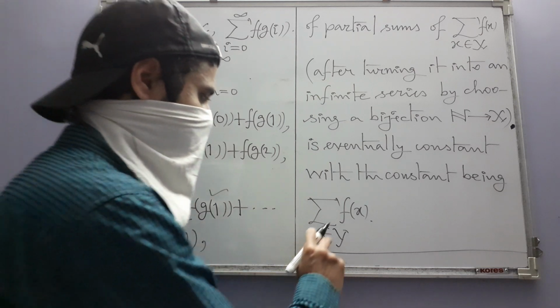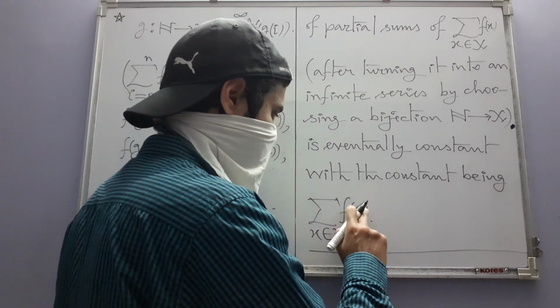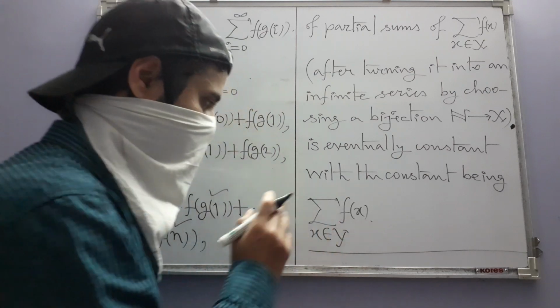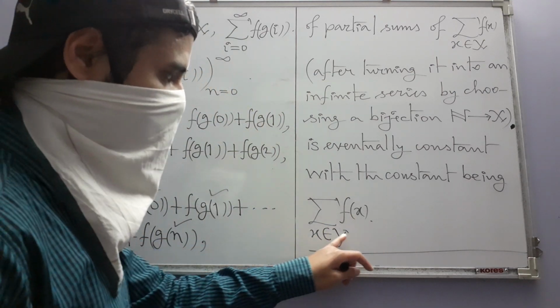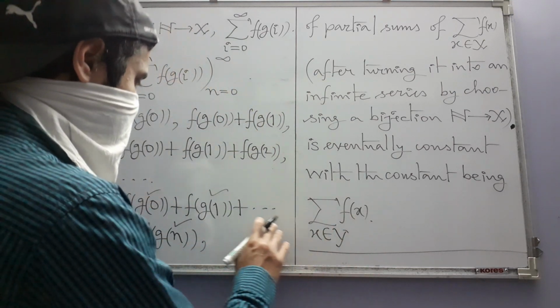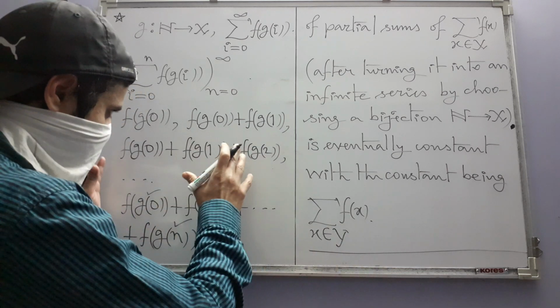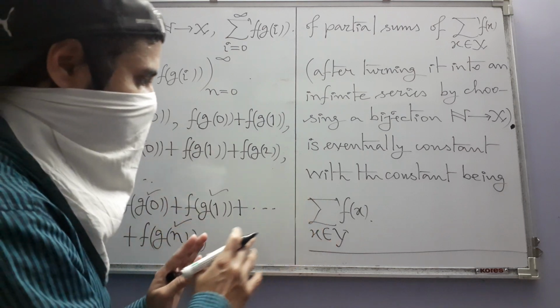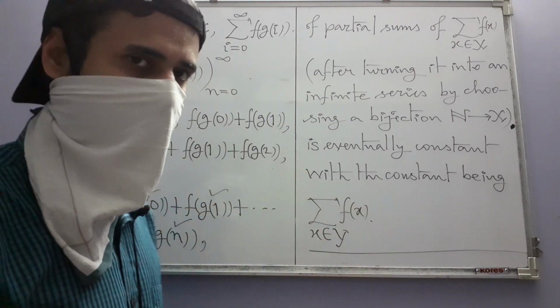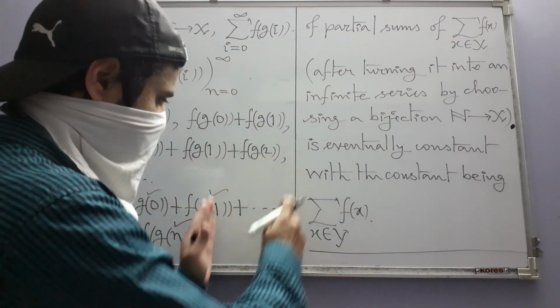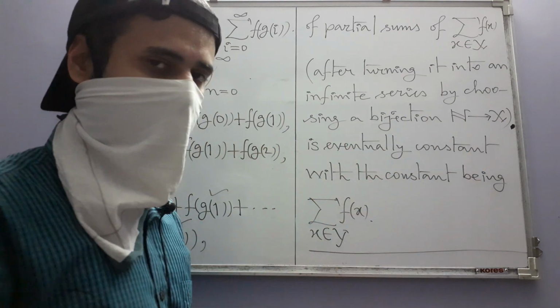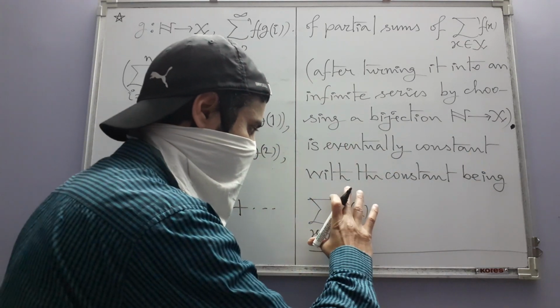And because all the non-zero values of f are in fact coming from y, eventually this sequence of partial sums is going to be constant. After some stage, its terms are going to be the same, and naturally that sum will be this.